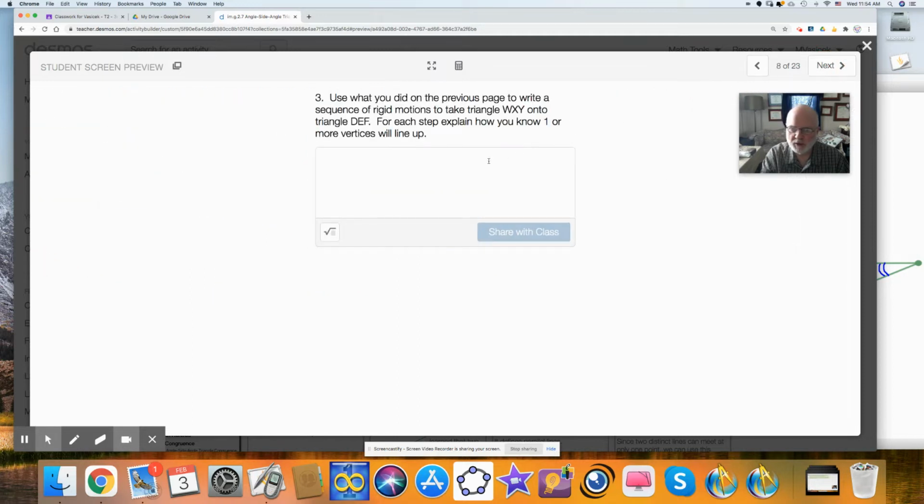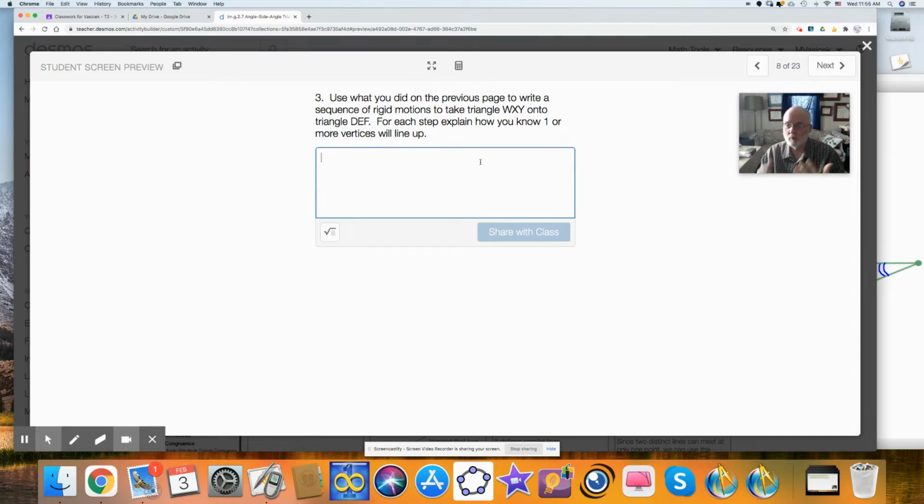So on the next page here, you can tell me what steps you did. You can tell me I translated from W to D. I rotated around point D by so many degrees, or by angle Y prime DE, whatever it was. And then we didn't have to reflect, but if necessary, we could have reflected. And those would be the steps. And it works every time.